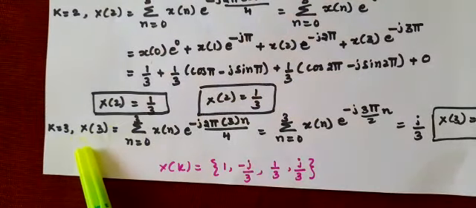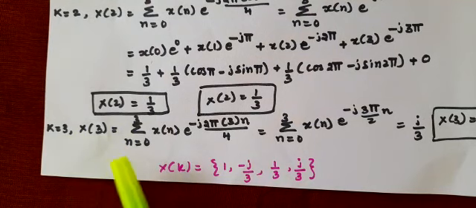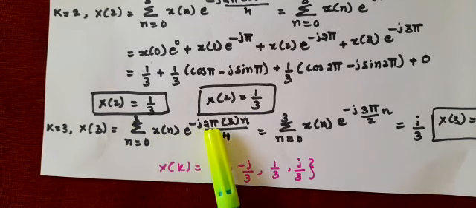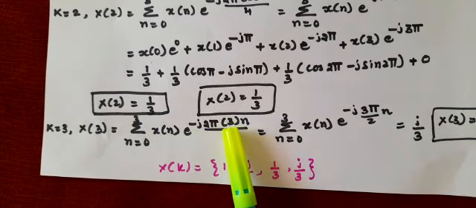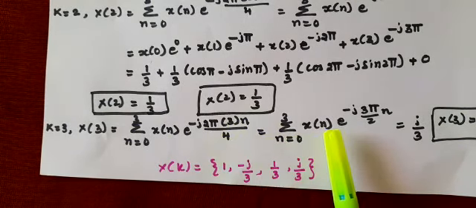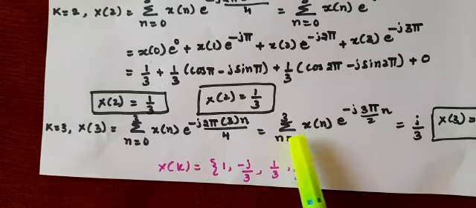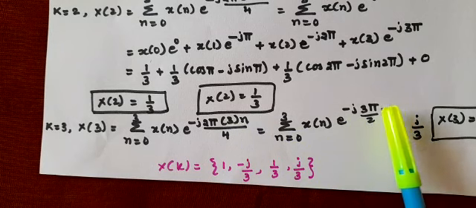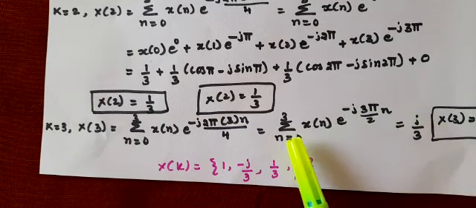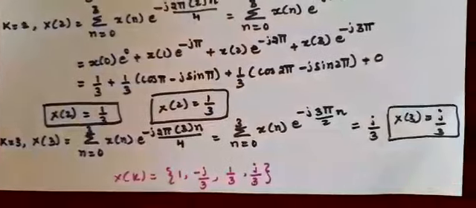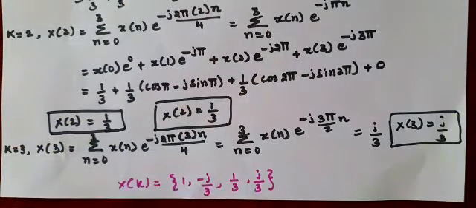For k is equal to 3, we have to compute capital X of 3, summation n is equal to 0 to 3, x of n e to the power minus j 2 pi, k value is 3, k n by capital N, minus j 2 pi 3 n by 4. So, it will be coming to be as summation n is equal to 0 to 3, x of n e to the power minus j 3 pi by 2 n. Again expanding the summation and solving it, you will be getting X of 3 value as j by 3.